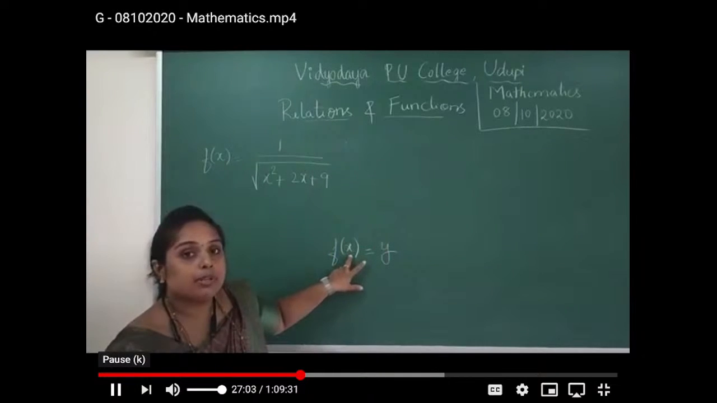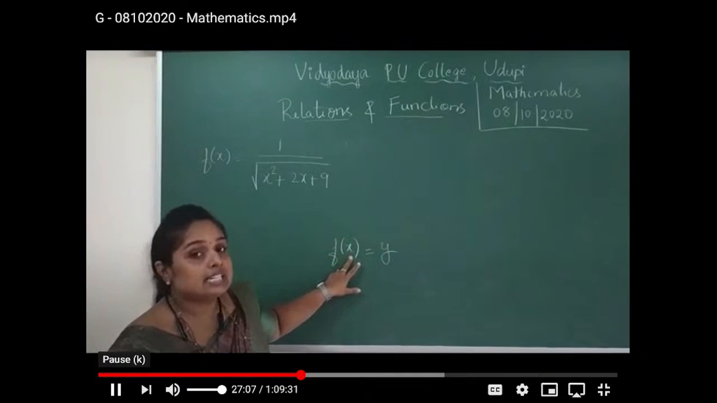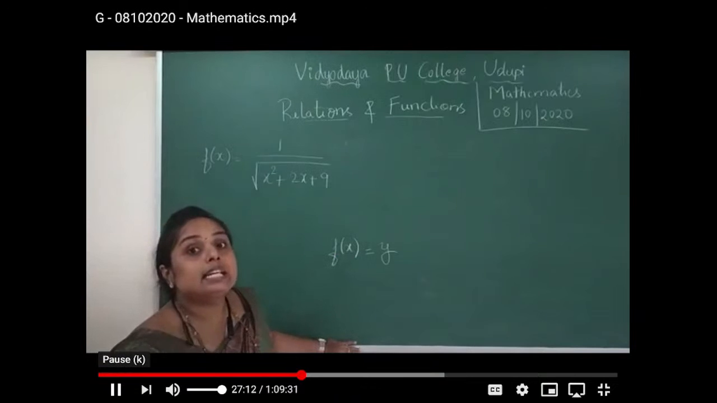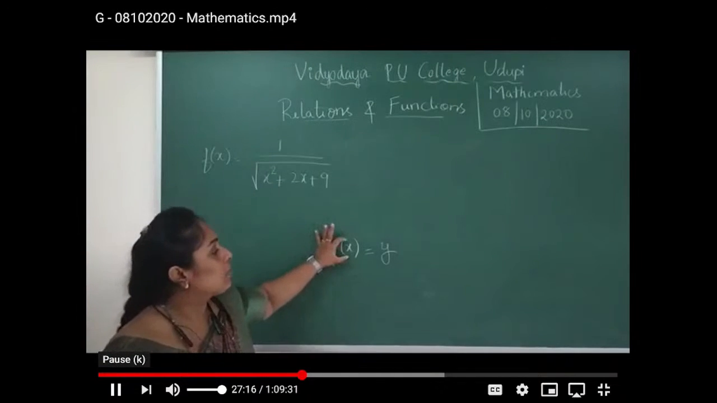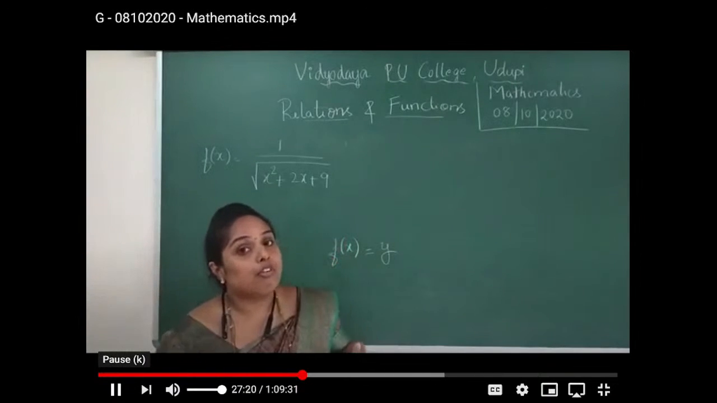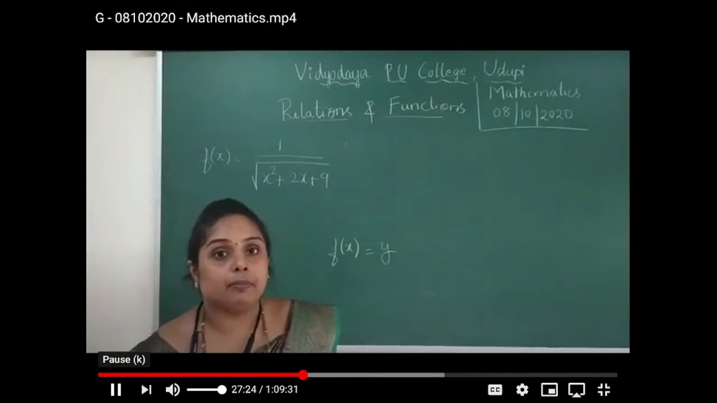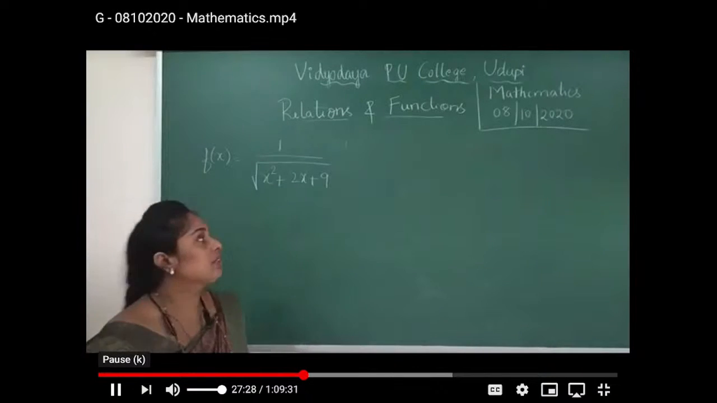Domain is what possible values I can substitute in the place of x such that f of x or y is a real number. That is called a domain. Okay. I have to substitute the value of x in such a way that f of x is always defined and it should be a real number. Okay. So that is the domain and the range.